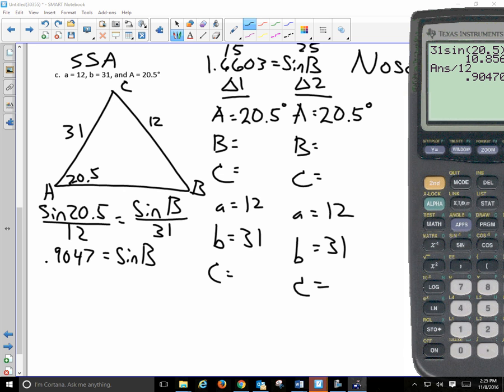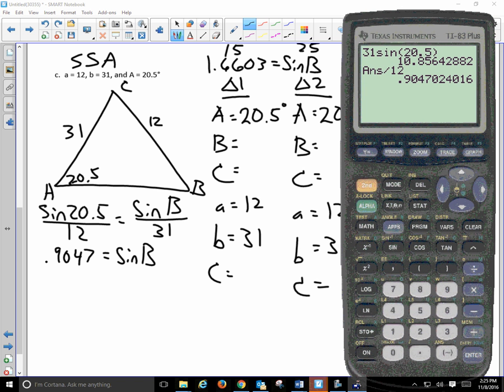And which angle am I solving for here? We're solving for B. Here's the problem. We have 2 answers. We go sine inverse of that answer, and we get 64.78.